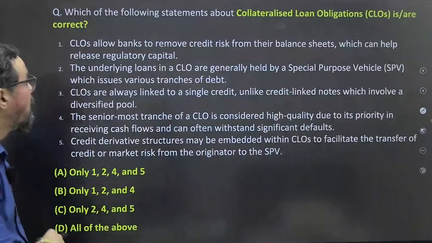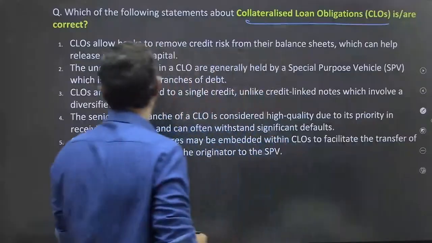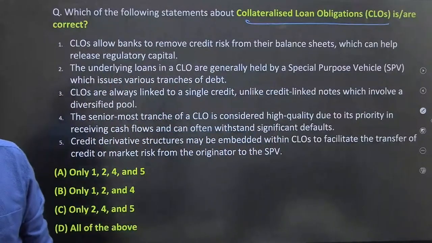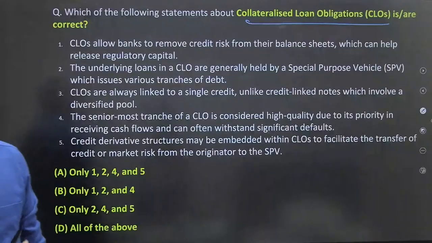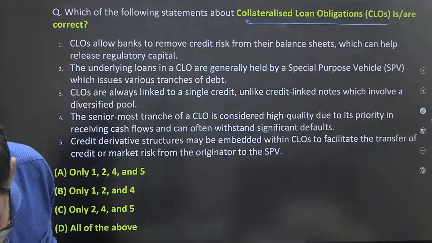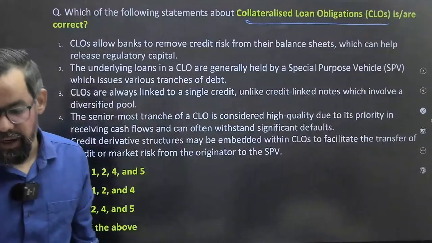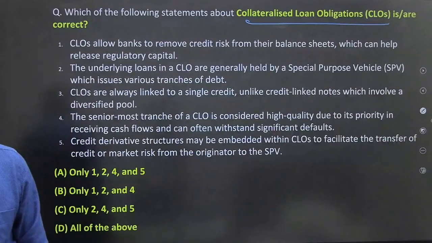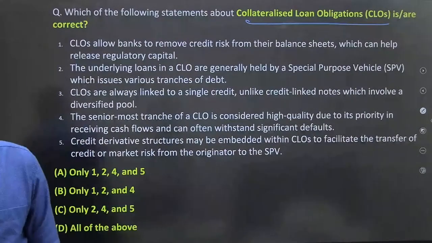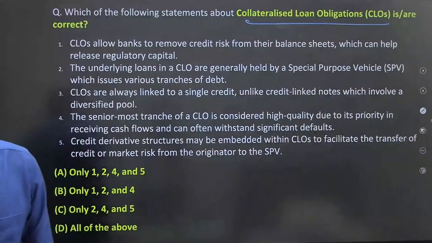Next one, collateralized loan obligations, CLOs, are correct. This gets asked so many times, so please pay your attention. Look at it carefully, listen, and practice. Okay, what will be the answer guys? What will be your right answer? Which statement related to CLO is correct? Tell me, only 2 days are left, now everything is up to you. You have to answer, everyone.